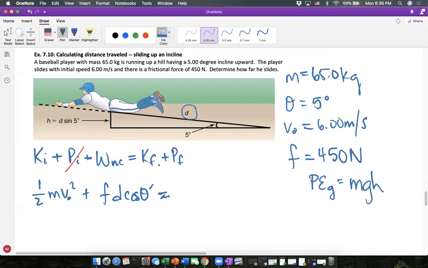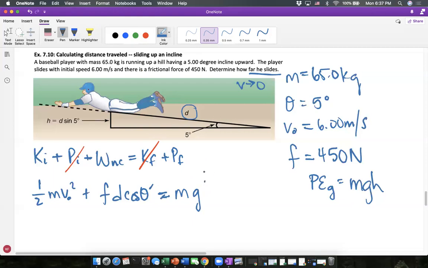And we are looking at how far he slides. So at the end here, it would be when our velocity is 0. Right? So if our velocity is 0, then our kinetic energy is 0. Now our final potential energy is going to be non-zero since he gained some height, since he's at an incline. So it's going to be our mass times our gravitational acceleration times some height.